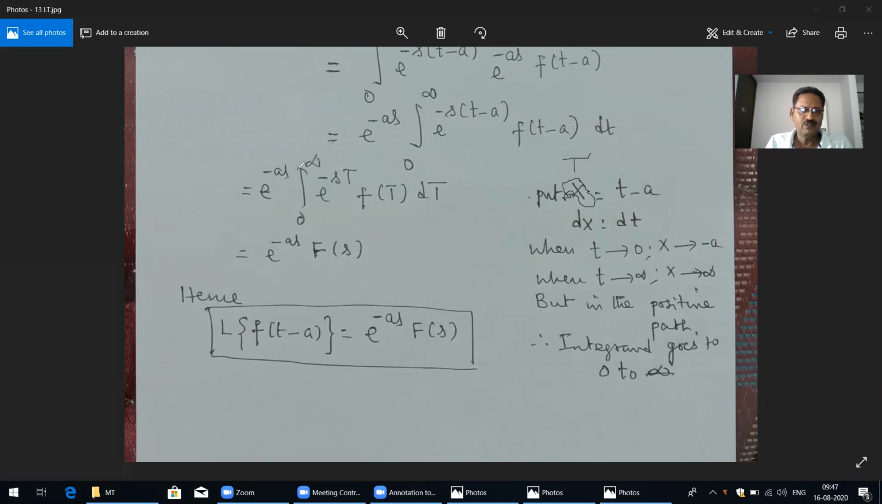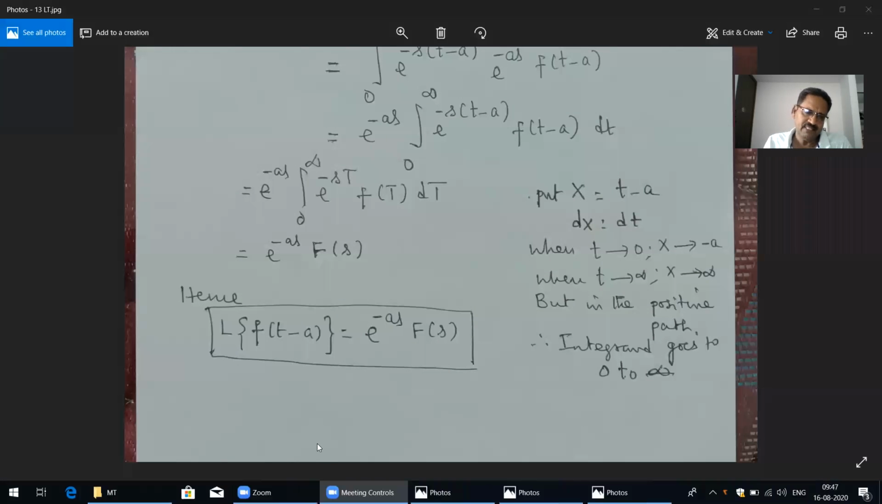What is the value here now? This is nothing but the definition of Laplace transform in a different variable, but the concept is very similar. Therefore e power minus as into this is F of s. Hence Laplace transform of f of t minus a equals e power minus as into F of s. Is it clear? Okay, then I will do the second thing.